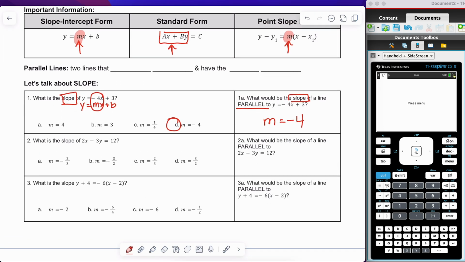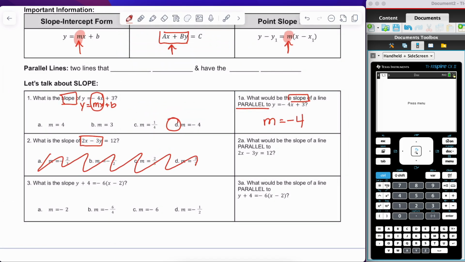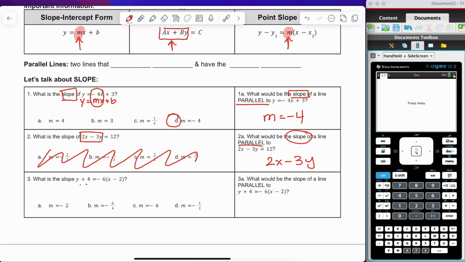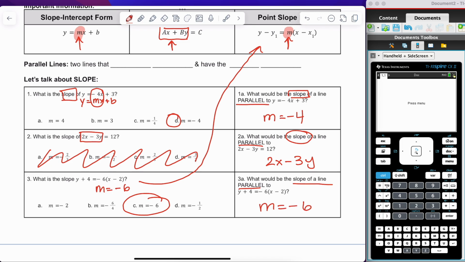What is the slope of 2x minus 3y? Don't even worry about this part. We're not doing it that way. What we're going to say is the slope of a parallel line should also be 2x minus 3y. What is the slope of y plus 4 equals negative 6x minus 2? This one is this one right here. So our m is negative 6. So the slope of a line parallel to this should be m equals negative 6. So if you can identify the slope, you're one step closer. And remember, parallel lines are two lines that never touch and have the same slope, m.